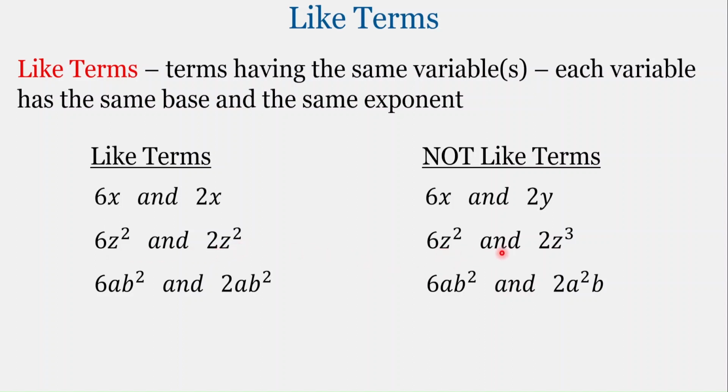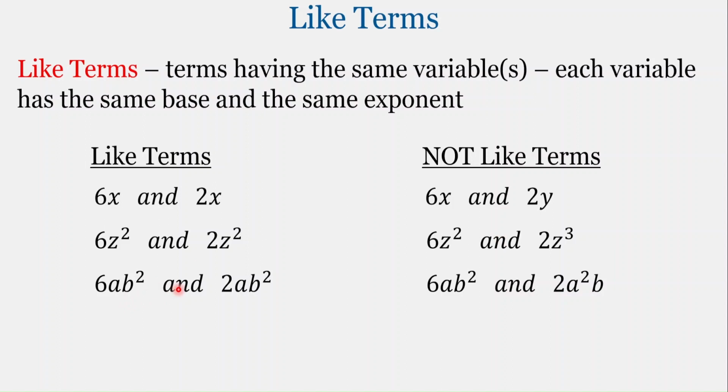But we move across, and now we have 6z squared and 2z cubed. Same base, they're both z, but the exponent is different. The first term is raised to the second power, and the second term is raised to the third power. So these are not like terms.